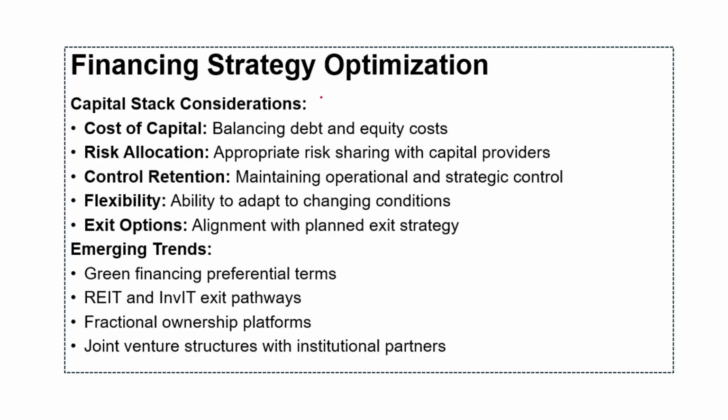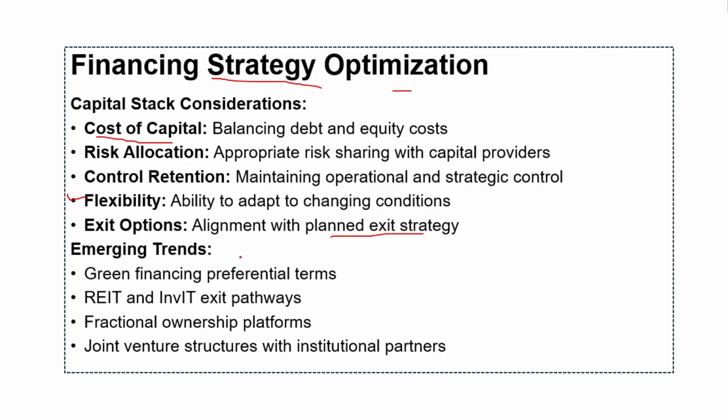So then financing strategy optimization. Cost of capital, that we have to look at, balancing debt. We have seen that combining different types of debt we can do. Risk allocation, appropriate risk sharing with the capital provider. Control, who is controlling? So maintaining operational and strategic control. Flexibility, the ability to adapt to changing conditions. So we have to keep some of these options open. Then exit options aligned with the planned exit strategy, that is, when we will exit.